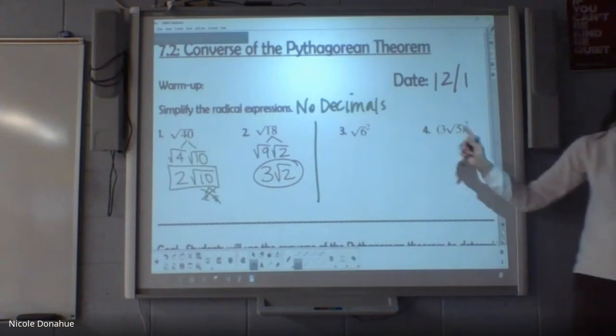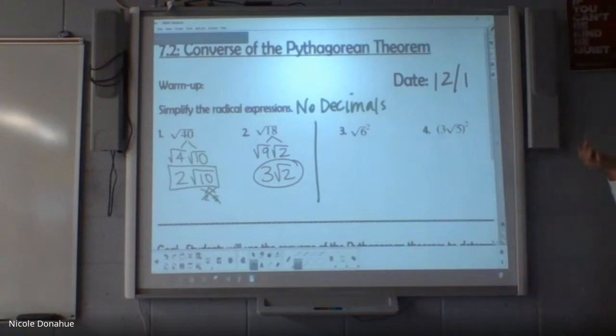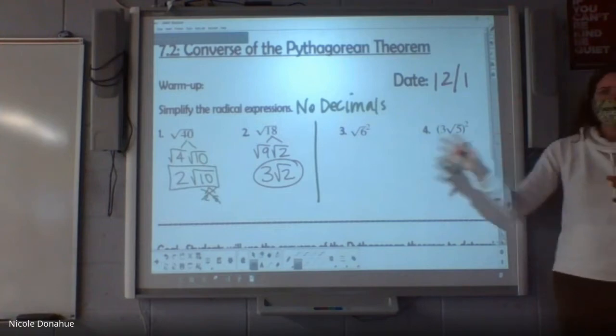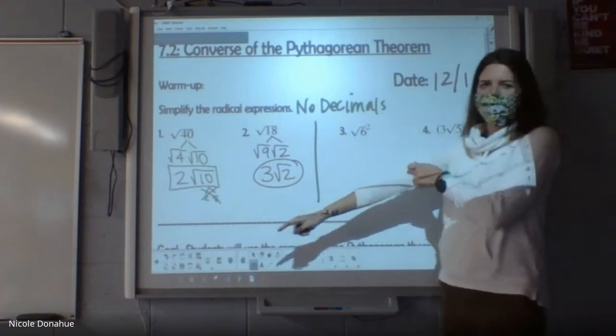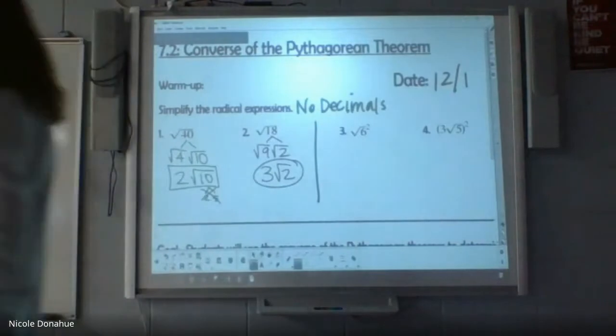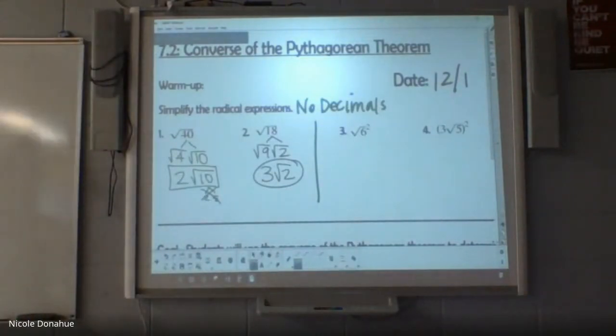All right, now 3 and 4, we're going to see this a little bit today. Hopefully this is something you already know, but if not, it's really not that difficult, especially the first one. What happens when you square a square root? Anyone know? What is square root of 6 squared?